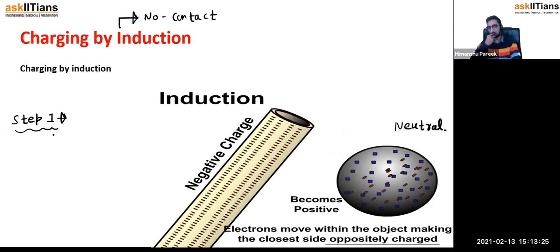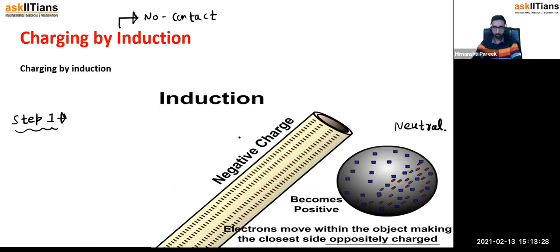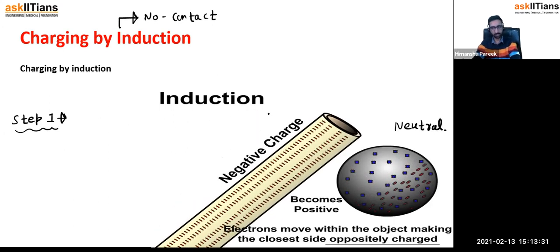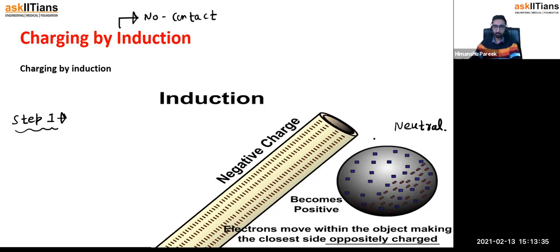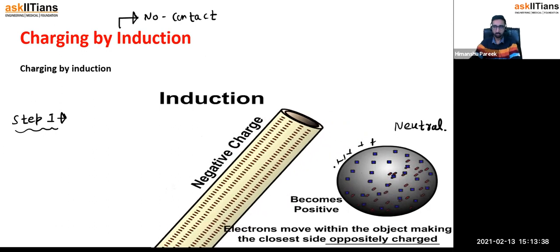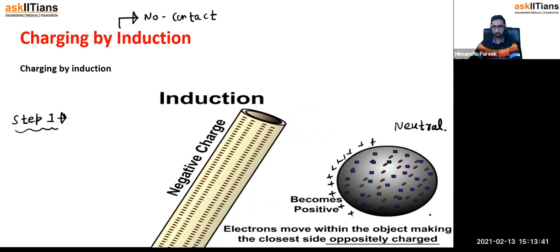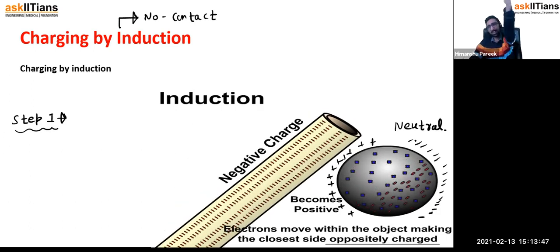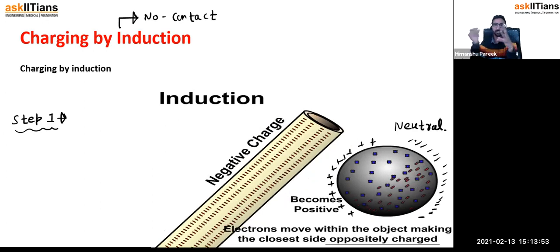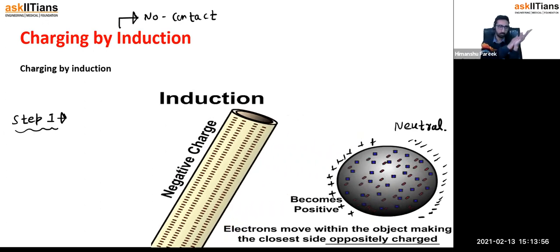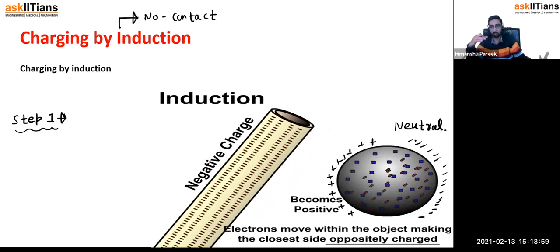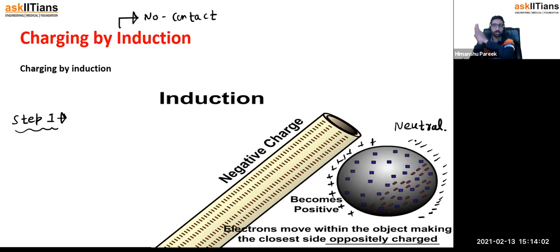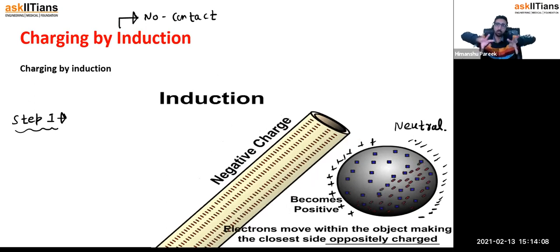So when you do so, what will happen? When you bring the negatively charged body near the neutral body, we will see that this side will become positively charged and this side will become negatively charged. Why so? Because the negative charge is coming closer to the neutral body, so positive charge will get attracted to it. But they will not be able to escape now because there is no contact between them. In the case of conduction, there was a contact. So positive charge will come closer on one side and negative charge will get repelled, so they will go to the other side.